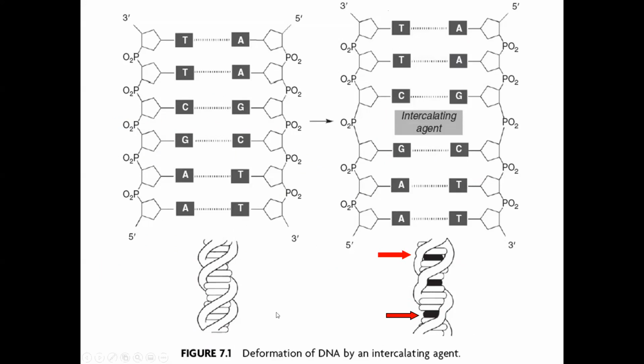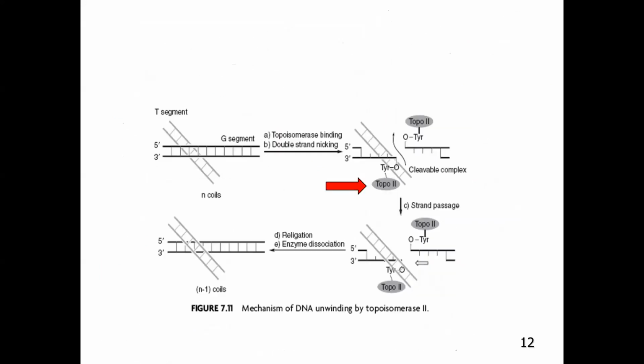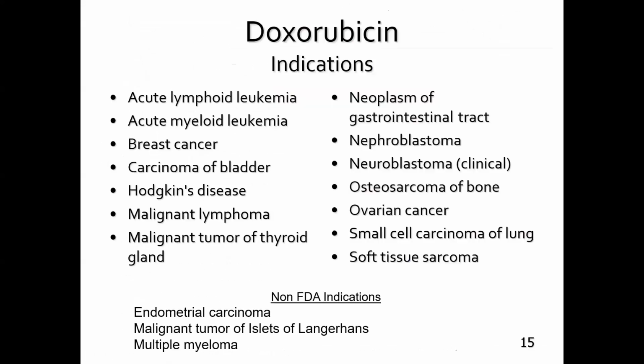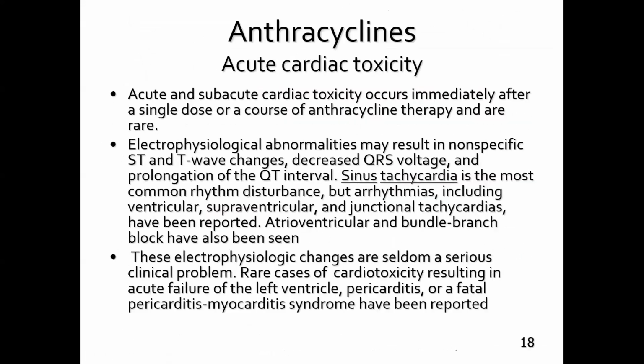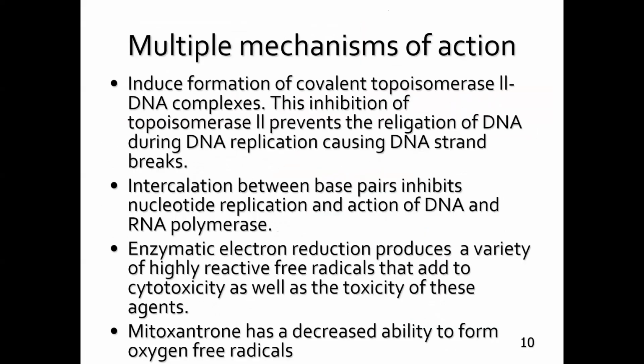Okay, so back to, they actually have multiple mechanisms of action. They induce formations of topo 2 isomerase DNA complexes. This is the main mechanism of action. They also have intercalation between base pairs that inhibits nucleotide replication, and they have this enzymatic reduction, which produces these highly reactive free radicals. And this not only adds to efficacy, but also adds to the toxicity. And just a note that mitoxantrone actually has a decreased affinity to form these free radicals.